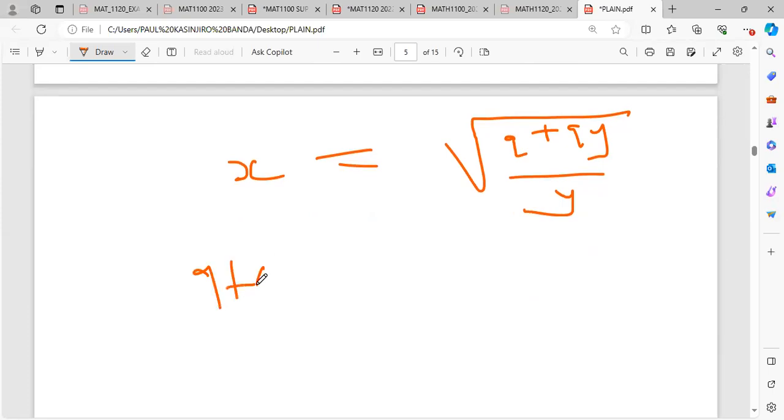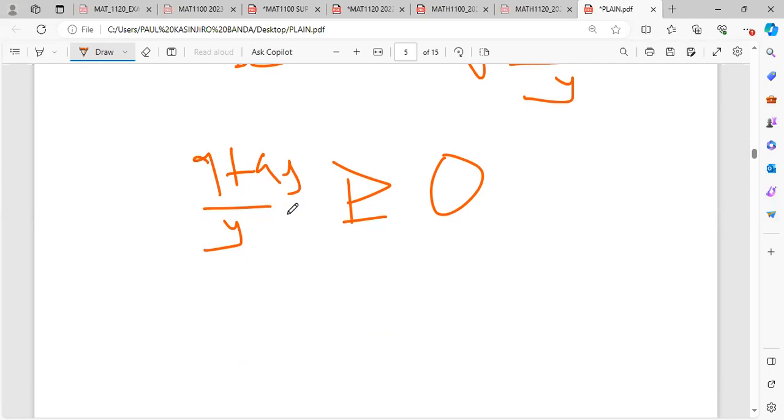So (9 plus 9y) over y should always be greater than or equal to 0. Why? Because this is under a root, so you can't have the square root of negative numbers. So the answer there should always be greater than or equal to 0. This is my inequality. Let me solve for y.